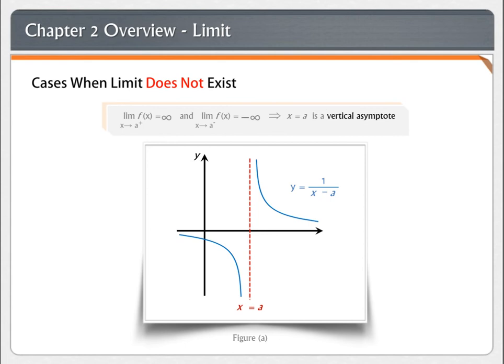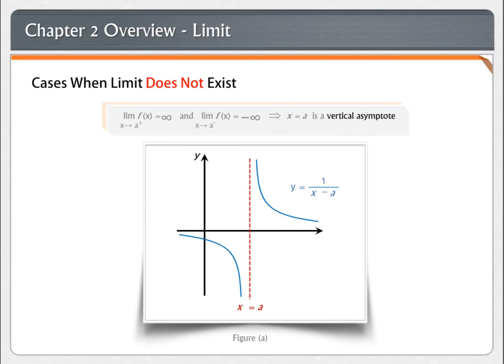How did we know that the limit does not exist? Well, look at the figure. When we are approaching a from the left, you will notice that your function will decrease without any bound. When we are approaching a from the right, your function is going to increase without any bound. In this case, we are going to say that the limit when x approaching a from the left for f of x is equal to minus infinity, and the limit when x approaching a from the right for f of x is equal to infinity.